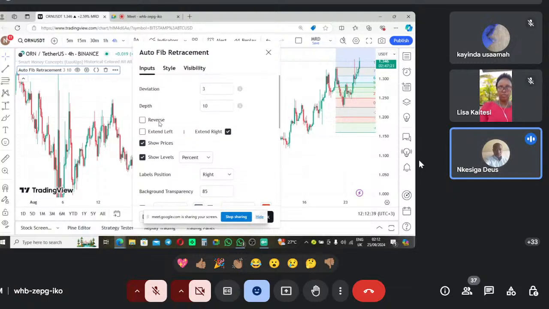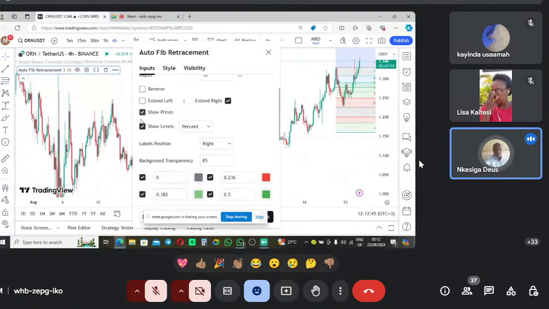Now on inputs, we are here on inputs at the top. On inputs, we have to tick show price. We have to tick show levels. At show levels, in front, you will find their values. Therefore, you have to put percentage. Okay, from there we go to labels position. On labels position, we have to change from left to right.